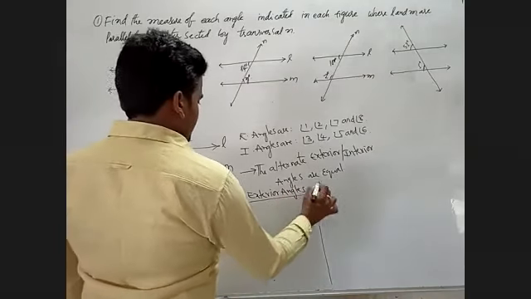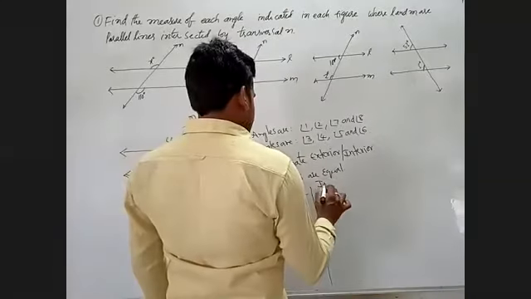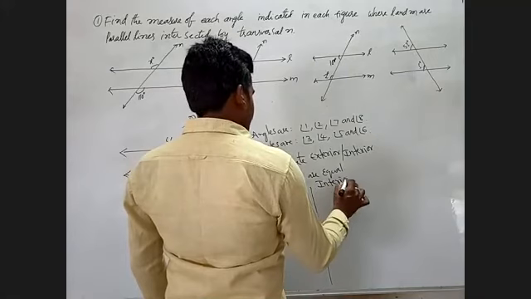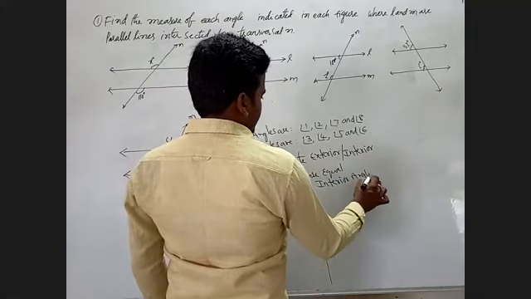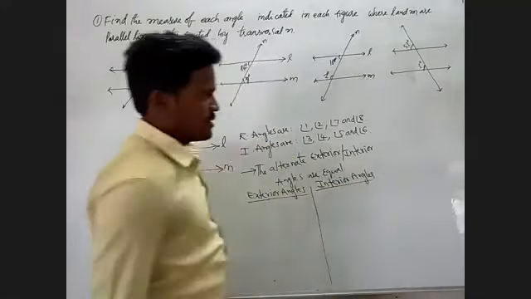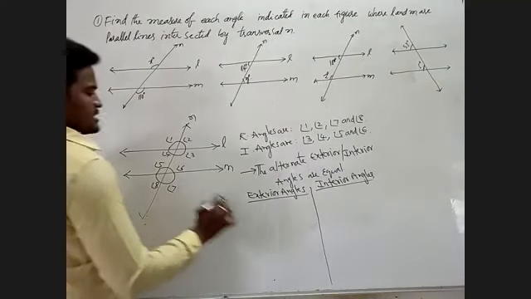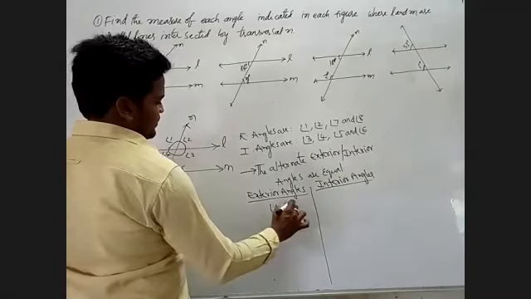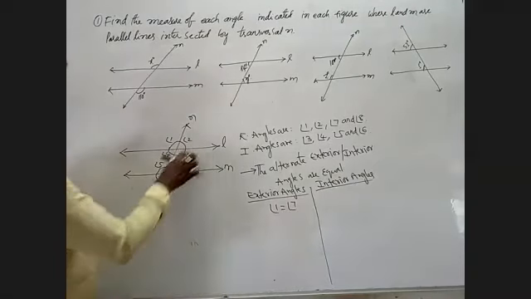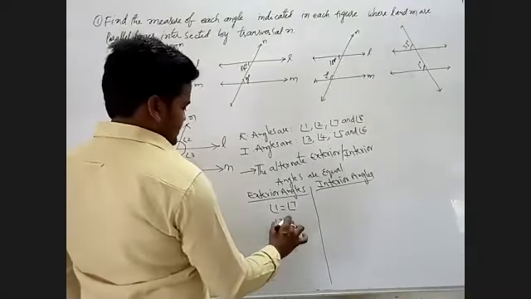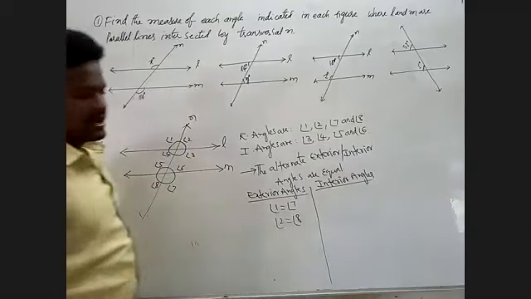After that, we will write their interior angles. We will observe both exterior angles are equal. That is, angle 1 is equal to angle 7. After that, angle 2 is equal to angle 8.